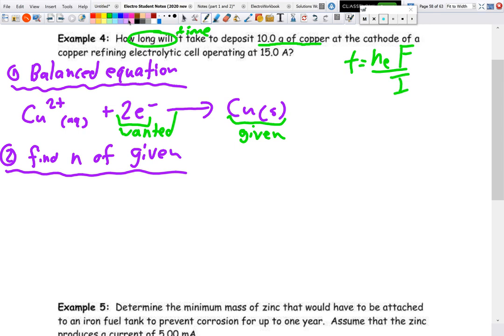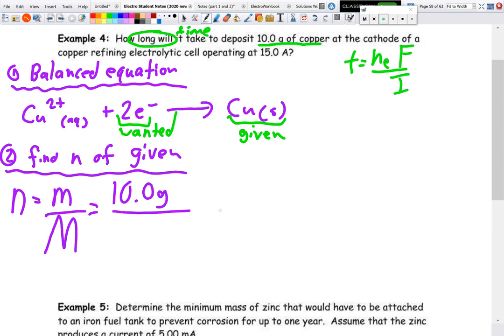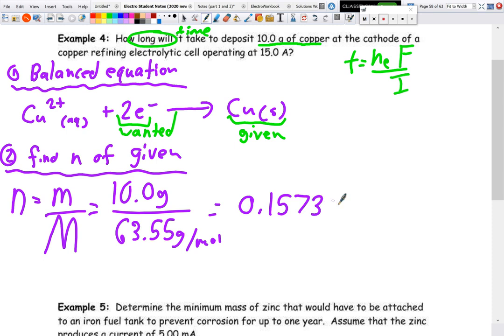So going back to step number 2, finding the number of moles of our given. Because we are given a mass, number of moles is just equal to mass divided by molar mass. So we have 10.0 grams of copper. The molar mass for copper, just find it on the back of your periodic table, 63.55 grams per mole, and we get an answer of 0.157356 moles.